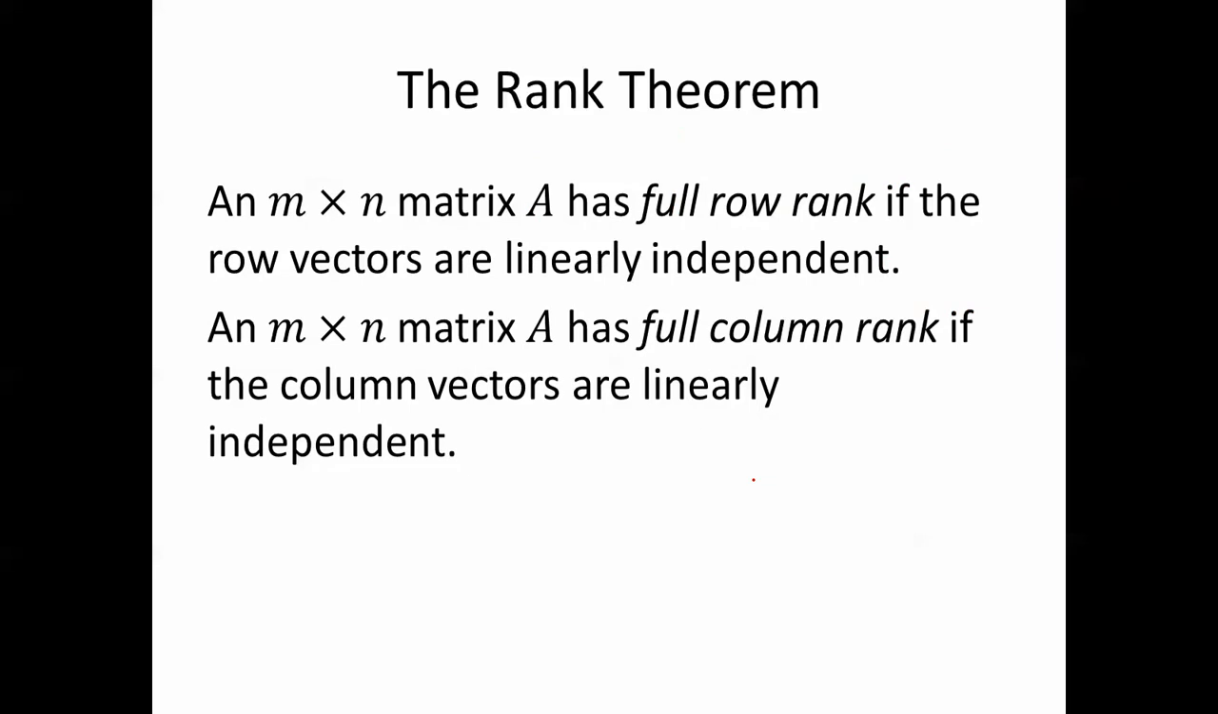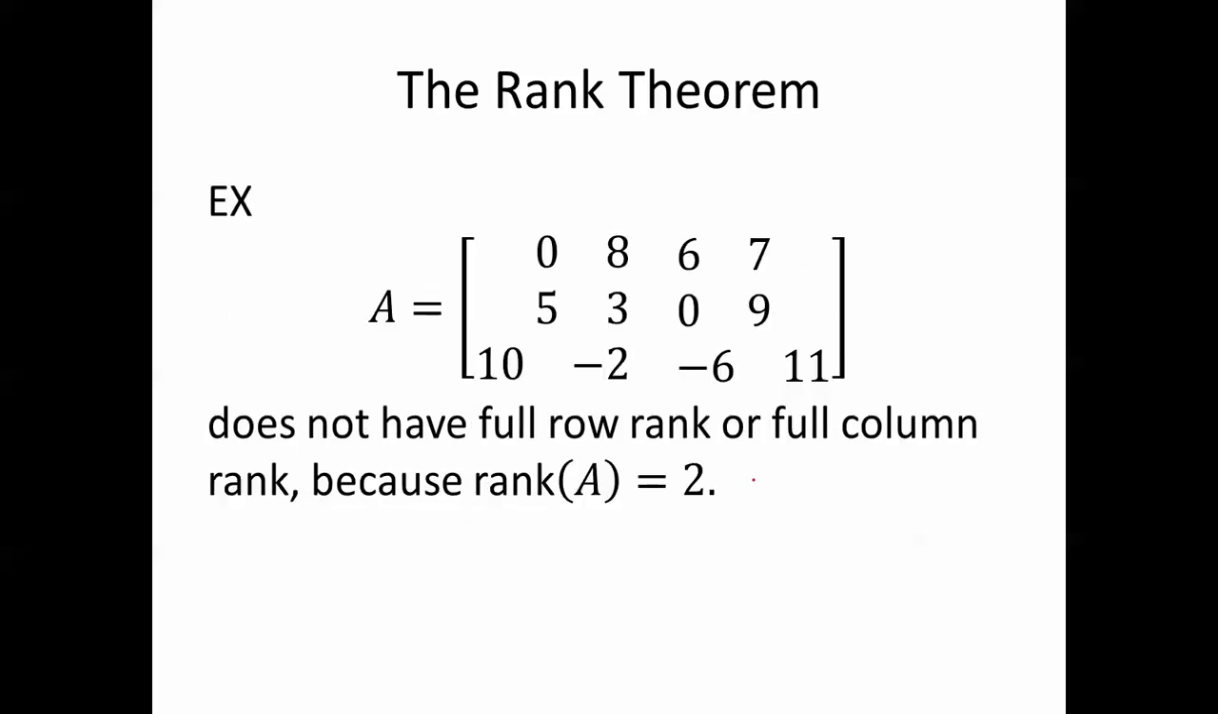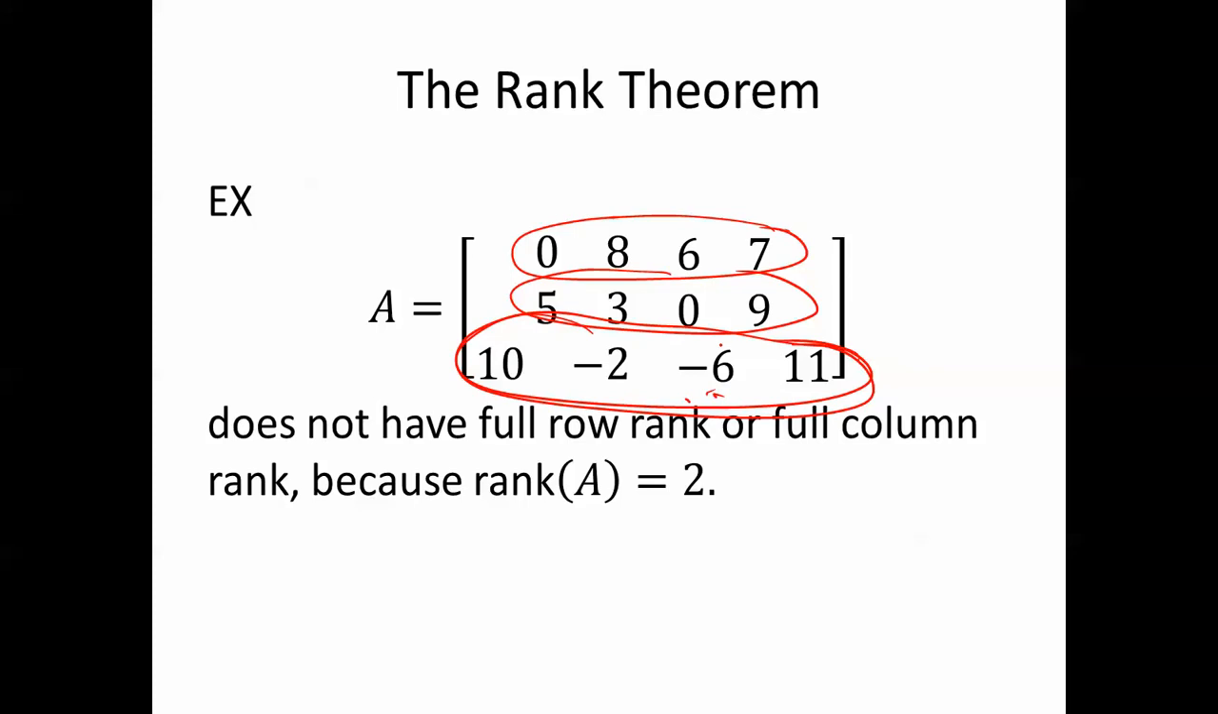An m by n matrix A has full row rank if the row vectors are linearly independent. An m by n matrix A has full column rank if the column vectors are linearly independent. So for example, this matrix does not have full row rank or full column rank because the rank of A equals 2. See, these rows are not linearly independent. This third row can be expressed in terms of the other 2 rows. So it's not linearly independent. And in fact, you can see that because you've got 3 rows and only rank 2. So as long as the dimension of the row space is less than the number of rows, you know it doesn't have full rank.